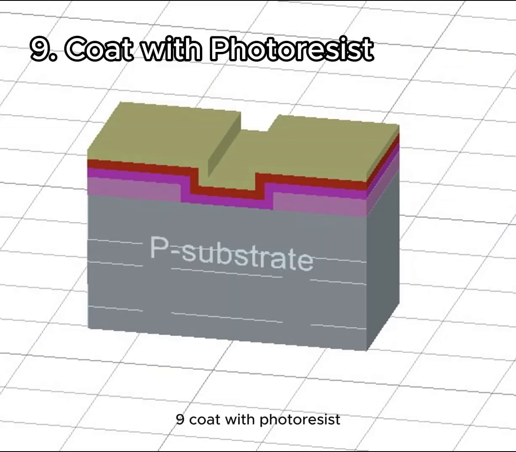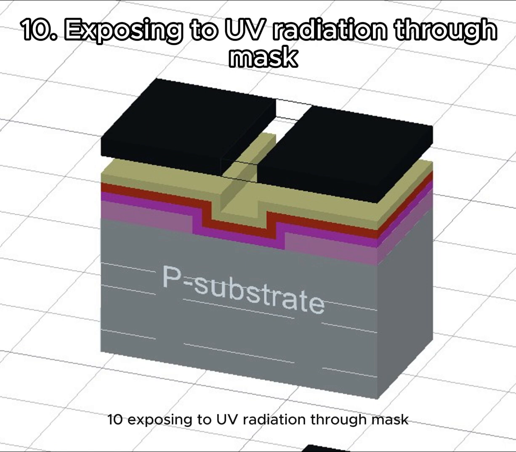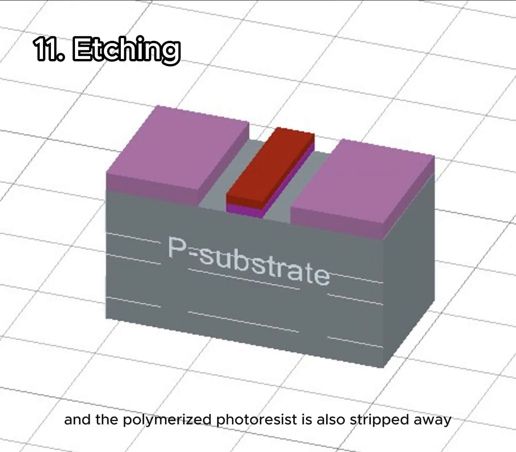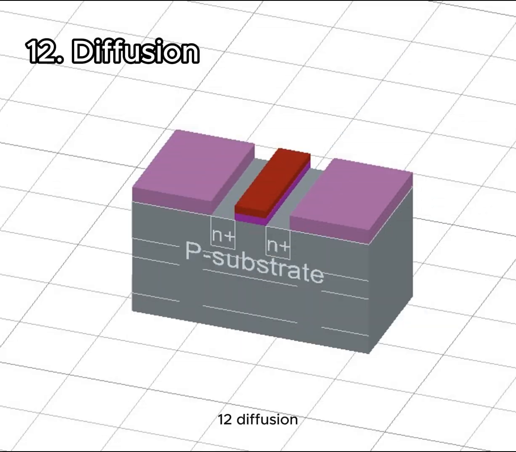9. Coat with photoresist. After the deposition of the polysilicon, a layer of photoresist is coated on top of it. 10. Exposing to UV radiation through mask. A mask defining the gate is placed over the photoresist and exposed to UV radiation. 11. Etching. As a result, the polysilicon over the portion excluding the gate region is removed, and the polymerized photoresist is also stripped away.